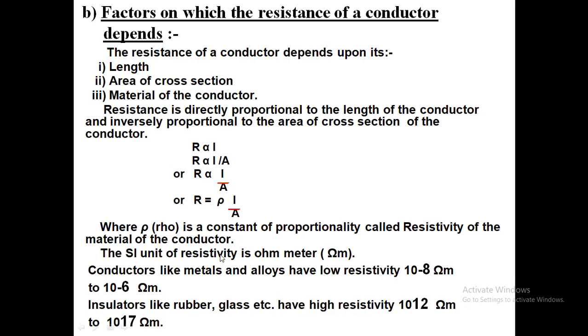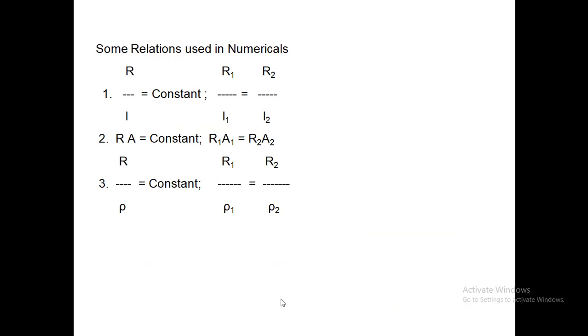What is the SI unit of resistivity? Ohm meter. Ohm meter is the SI unit of resistivity. Now, conductors like metals and alloys have a low resistivity, that is from 10 to the power minus 8 to 10 to the power minus 6. Whereas insulators like rubber and glass have high resistivity, that is from 10 to the power 12 to 10 to the power 17. So these are the factors on which the resistance is said to be dependent.